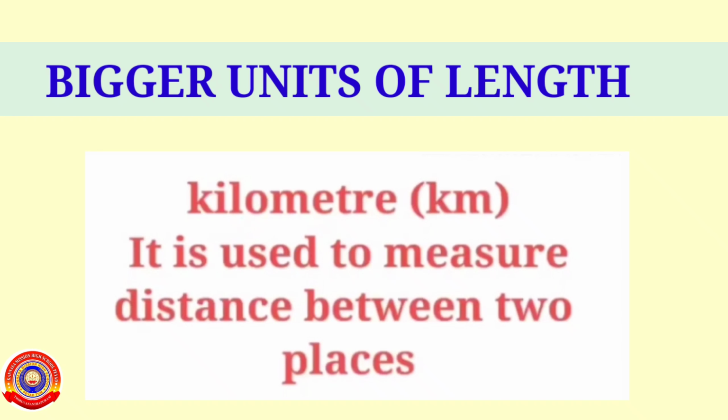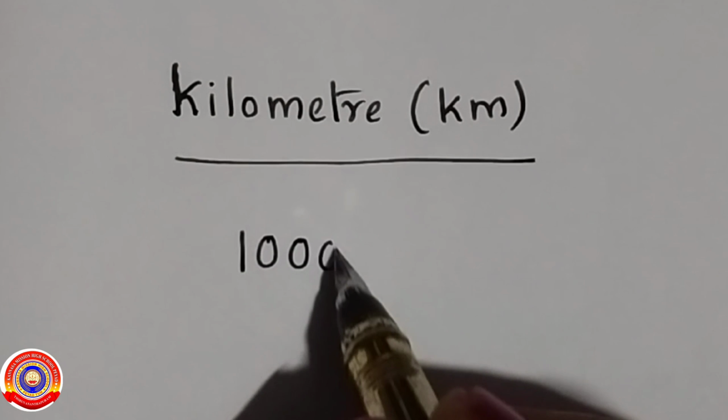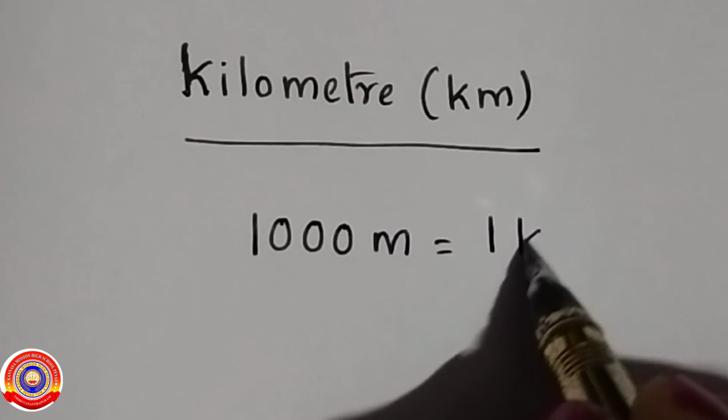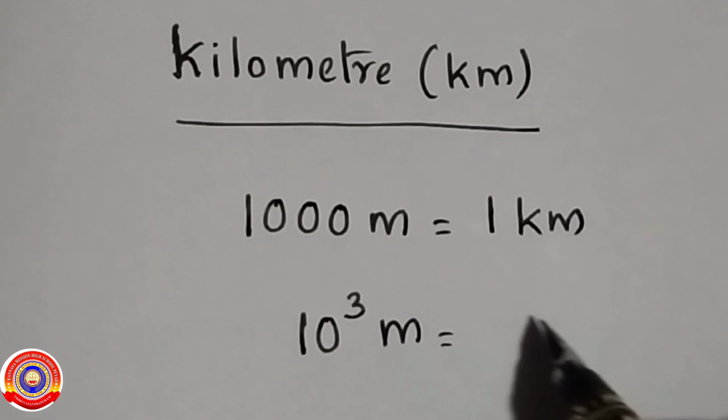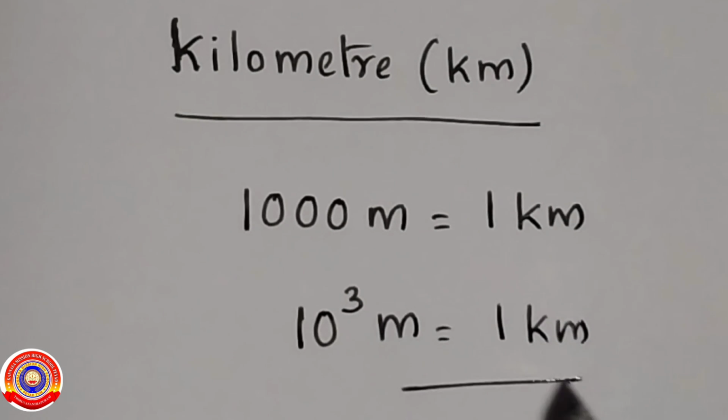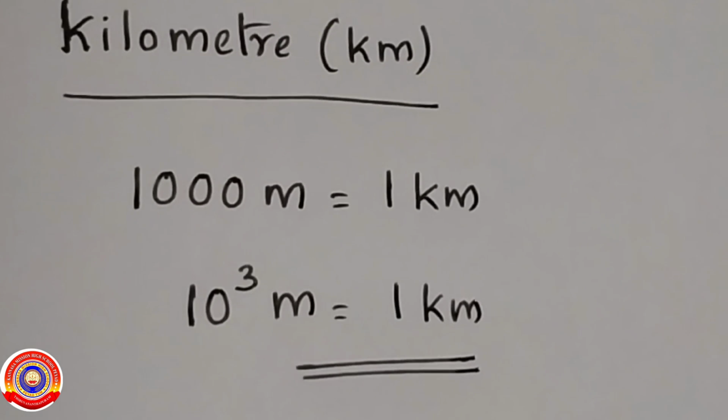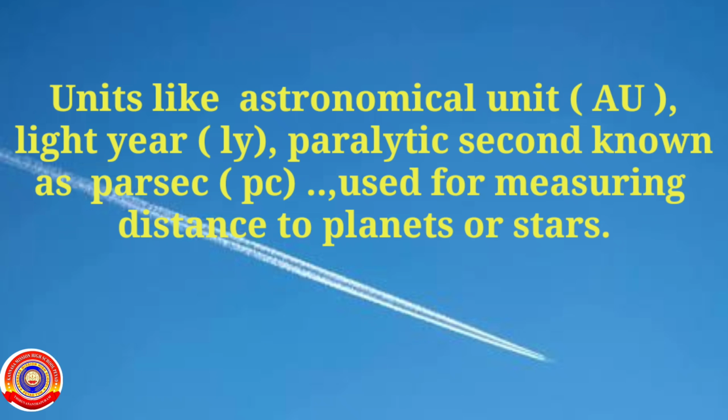We use bigger units like kilometer to measure the distance between two places. 1000 meter equals 1 kilometer, or 10 raised to 3 meter equals 1 kilometer. Units like astronomical unit, light year, parallactic second known as parsec, etc. are used for measuring distance to planets or stars.